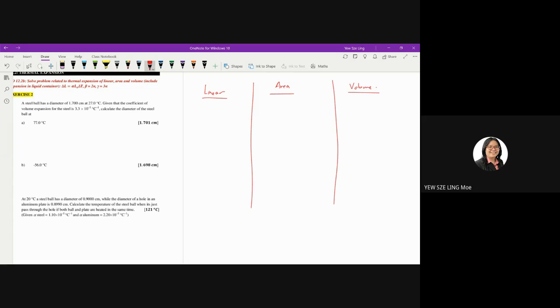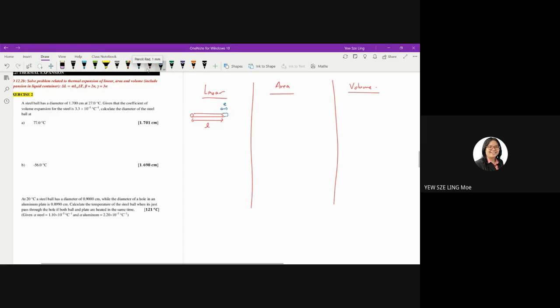So when it comes to linear expansion, what does it mean? It just means that the length of something is increasing. For example, if you have a road, the length of the road is increasing. The length increased, maybe it extends a little bit. This is what we call linear expansion. You're looking at something in 1D. This part we call elongation or extension.